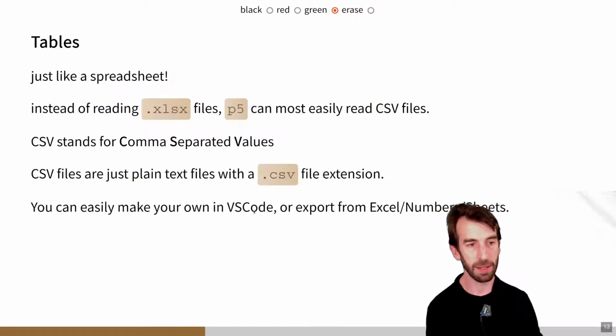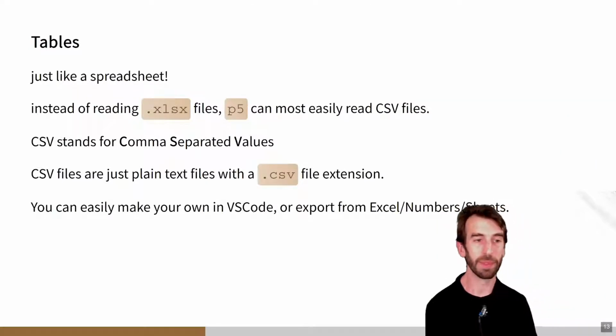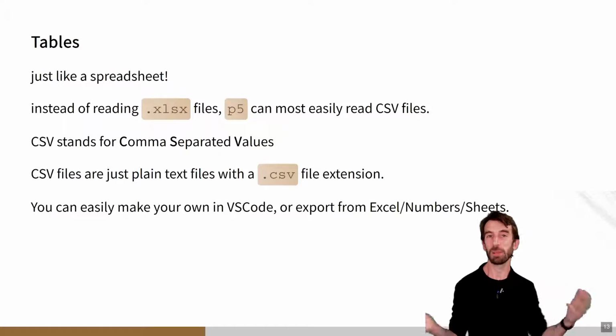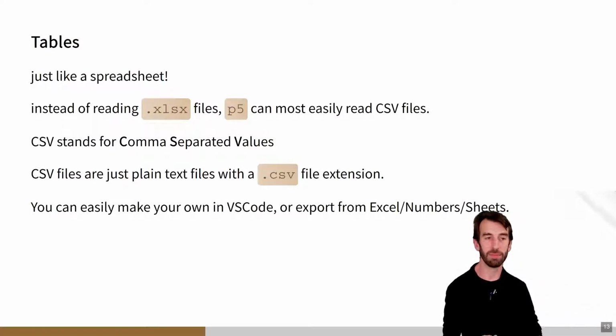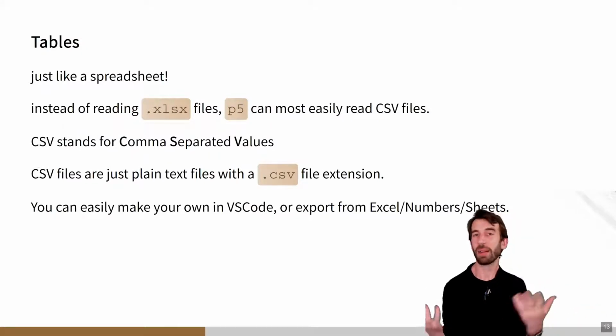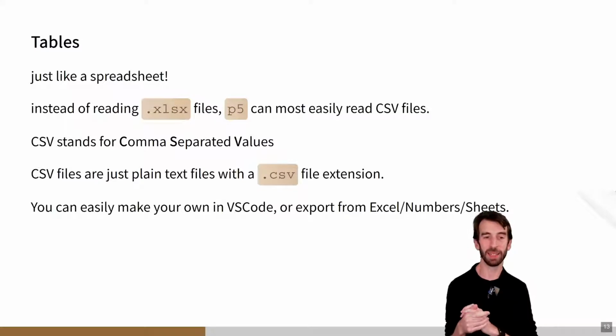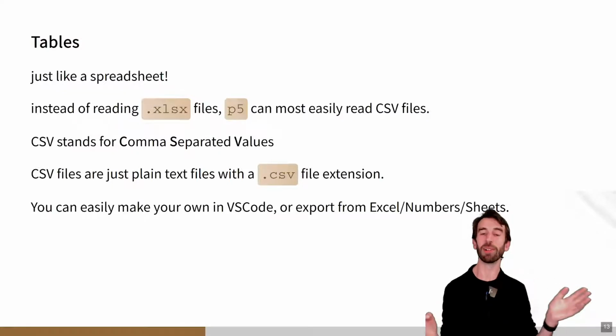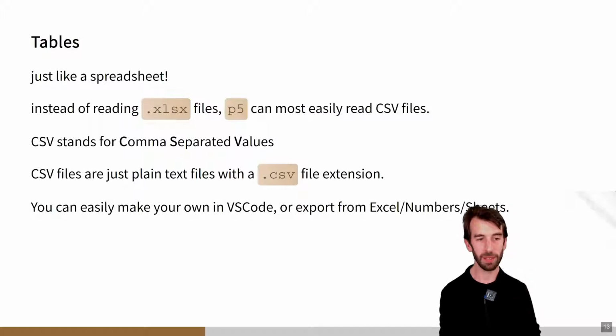Okay, so first thing, tables. This is just like a spreadsheet. It's a way of loading in some kind of tabular data into your P5 file. And instead of reading your typical Excel spreadsheet file, .xlsx files, P5 most easily reads CSV files, or comma-separated values files. So CSV files are very easy to make.